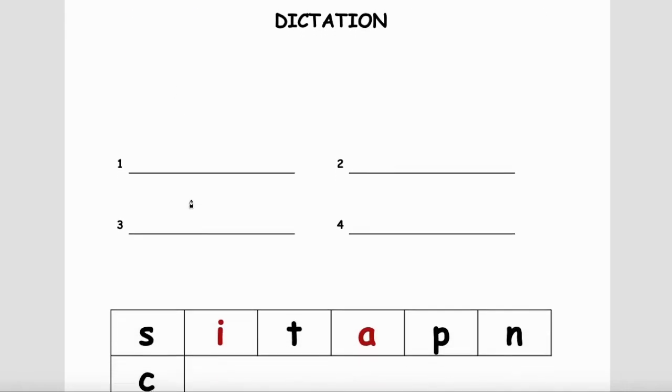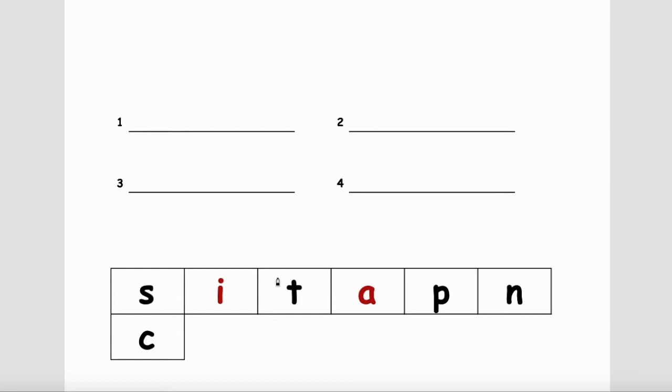Alright, we're going to test your sound skills. Are you ready? I am going to say the word and you are going to try to listen for the sounds in the word and spell the word by yourself. You can use the help of the sounds below. Your first word is cat. Can you hear the first sound in cat? Which sound do you think it starts with?